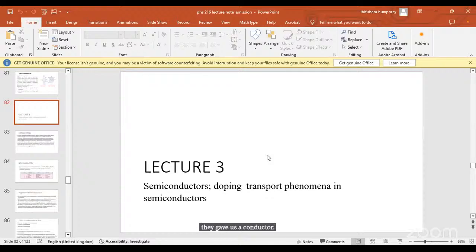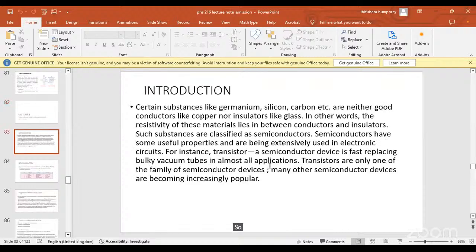So when they are at 0 degrees Celsius, they behave as an insulator. But when the temperature of the semiconductor material is raised up to room temperature, they begin to conduct and behave like a conductor. So that is a brief introduction about the classes of materials that we have.